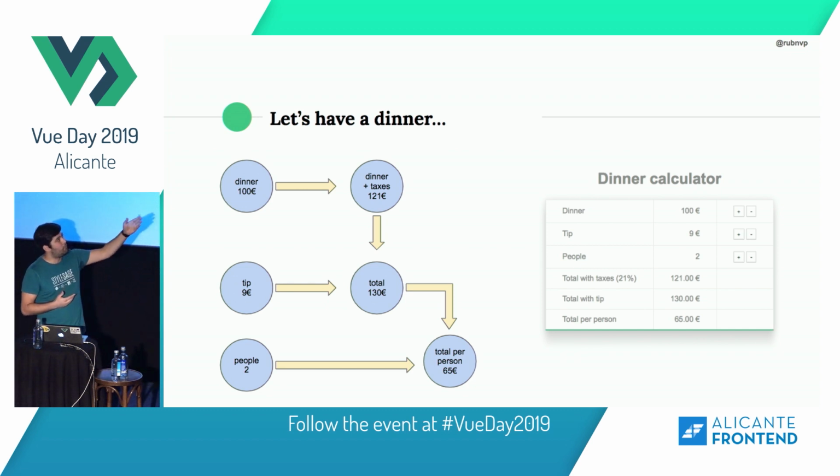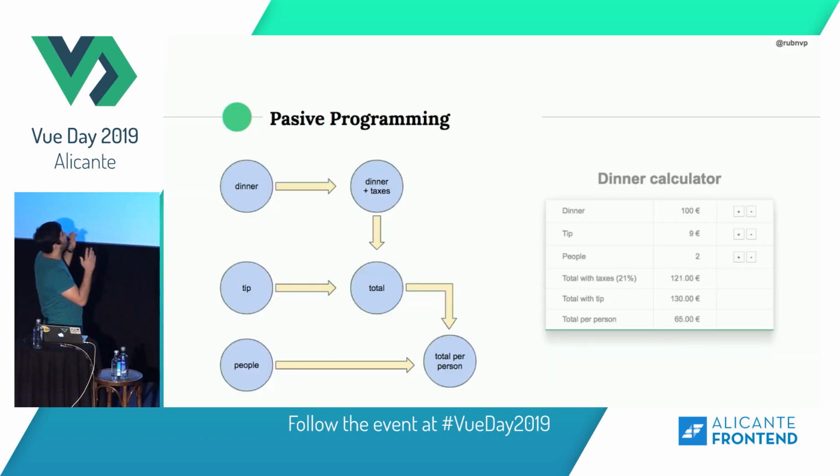where I can put this input and then have how much we have to pay. So usually, when you face this kind of problem, people think with a mindset of basic programming. And what does this mean? This means when the dinner changes, when you change the price of the dinner, you go and update the dinner taxes because you know that it depends on the dinner. And when this changes, you change the total, and also if the tip changes, right? I'm not saying anything crazy.